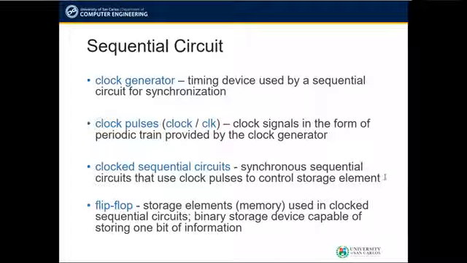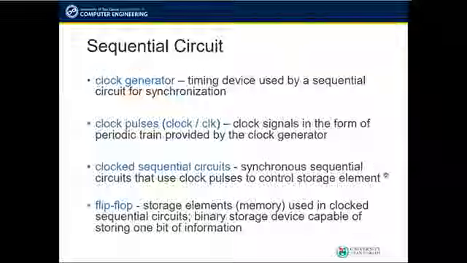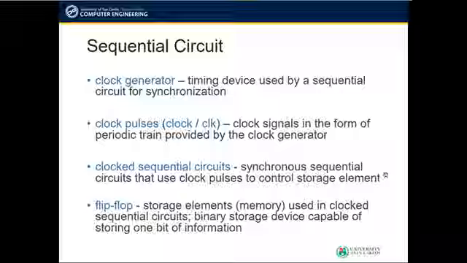For the third item, clocked sequential circuits. These are synchronous sequential circuits that use clock pulses provided by clock generators to control the storage element or elements of the circuit. And lastly, flip-flop. This is a term used to refer to the storage or memory elements used in clocked sequential circuits. A flip-flop is a binary storage device capable of storing one bit of information.